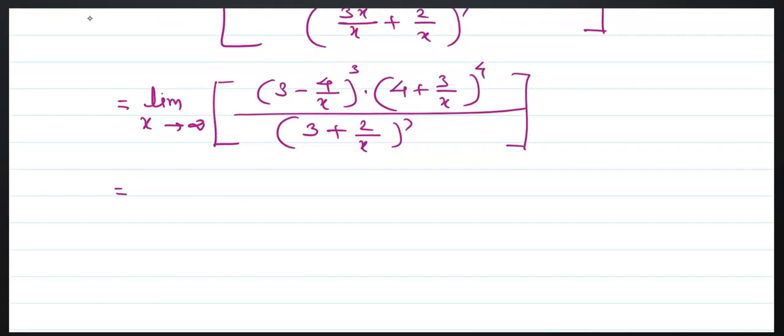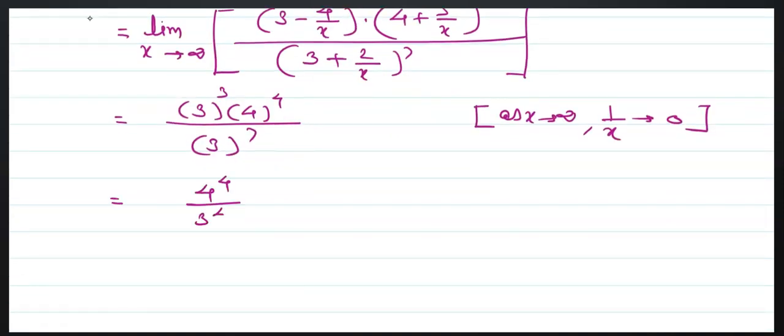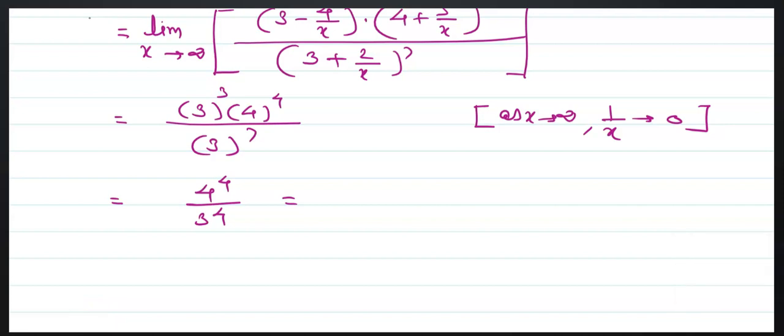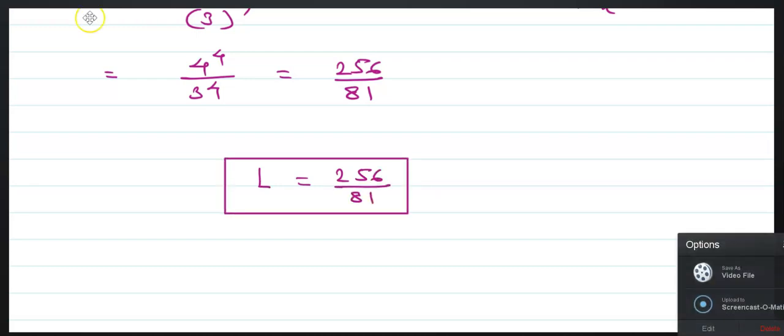3 raised to 3 into 4 raised to 4 upon 3 raised to 7. As x tends to infinity, 1/x tends to 0. Now what's happening here? Here is a 4 raised to 4 as it is, but here is a 3 raised to 7 and here is a 3 raised to 3. Therefore, it remains 3 raised to 4 by the law of indices, 7 minus 3, that is 3 raised to 4, and that's why you will get 256 upon 81. Therefore, this is the answer.